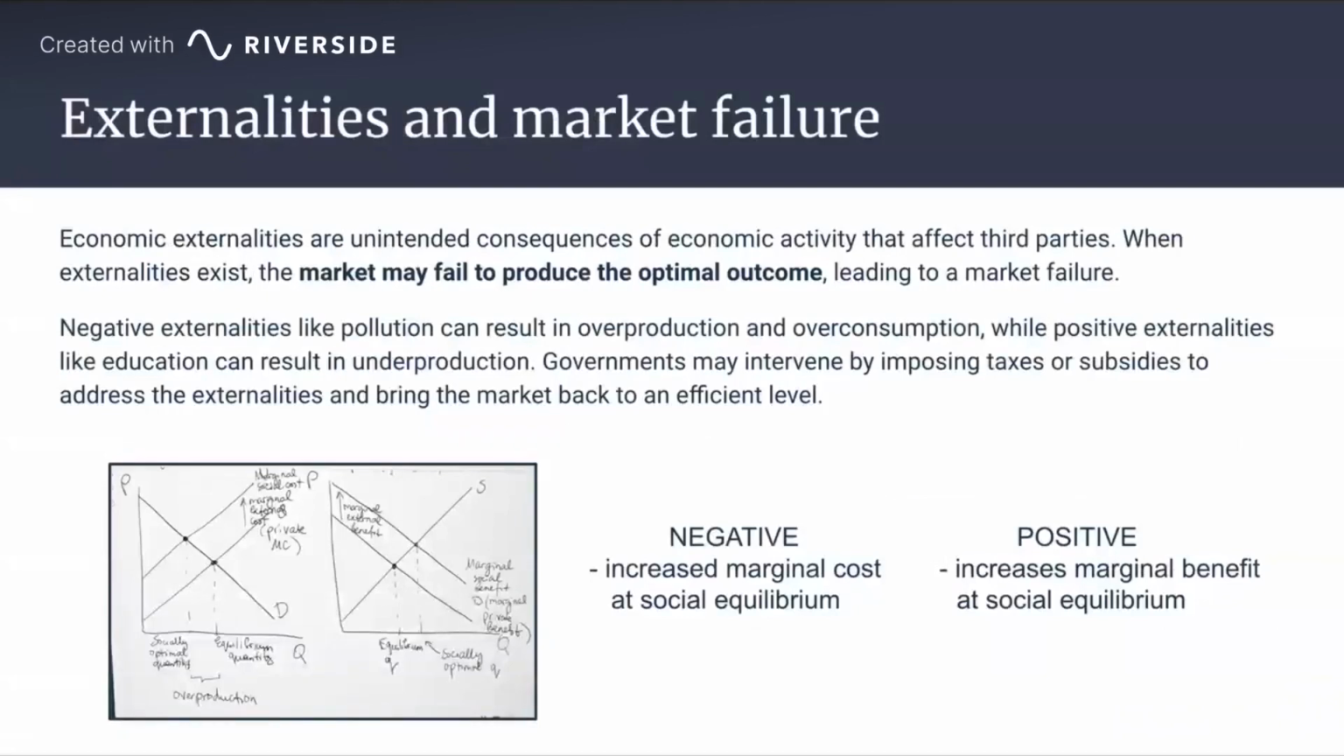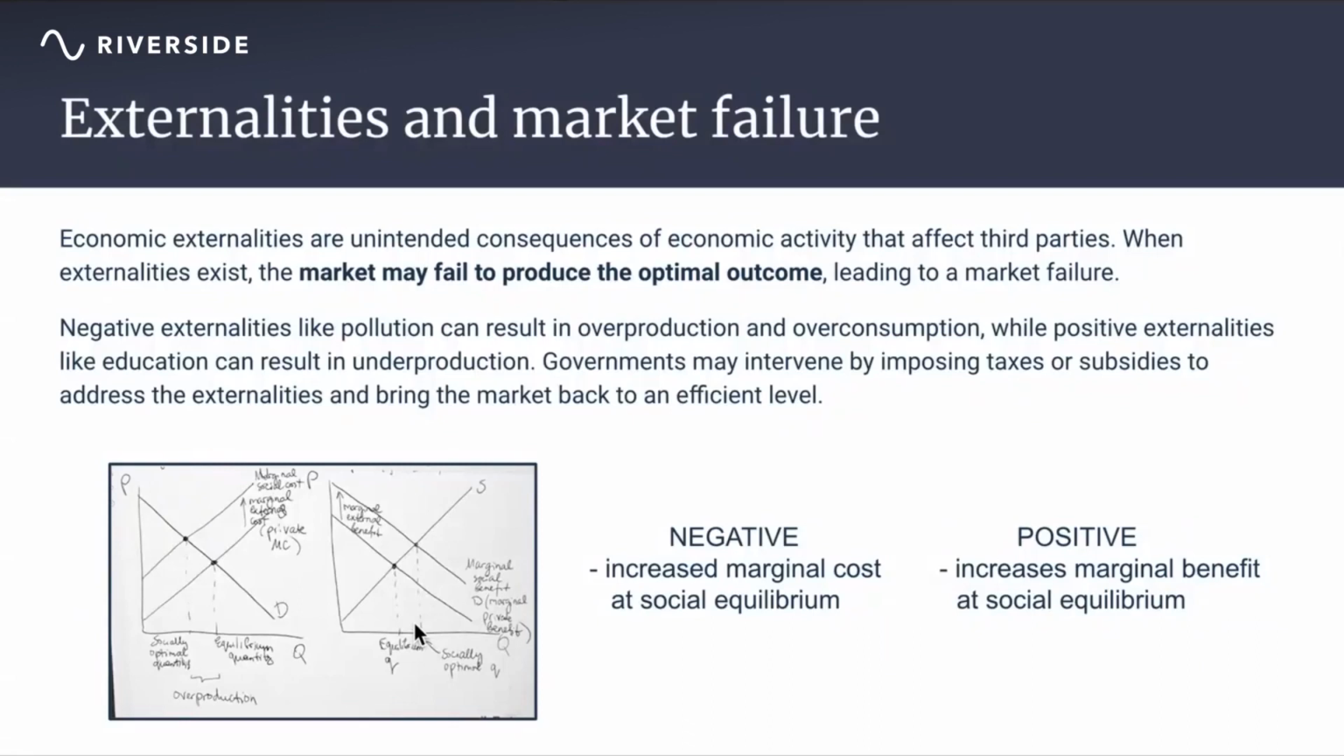So when something creates an externality, this can lead to market failure because the market may fail to produce the optimal outcome. I've included a graph here of what that looks like. We have negative on the left and positive on the right, if you can just follow my cursor. Negative externalities increase the marginal cost at social equilibrium, and positive externalities increase the marginal benefit at social equilibrium. Both of these things can lead to the economy not working at optimal efficiency. That can result in overproduction for negative externalities or underproduction for positive externalities.